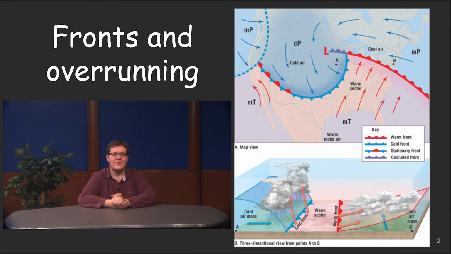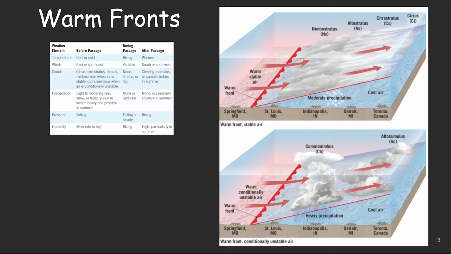Front and overrunning. A front is a boundary separating air masses of different densities, one warm and often higher in moisture content than the other. Overrunning is the warm air gliding up over a retreating cold air mass. The 5 basic types of fronts are warm, cold, stationary, occluded, and dry line.